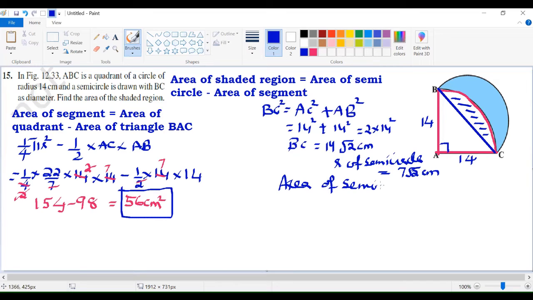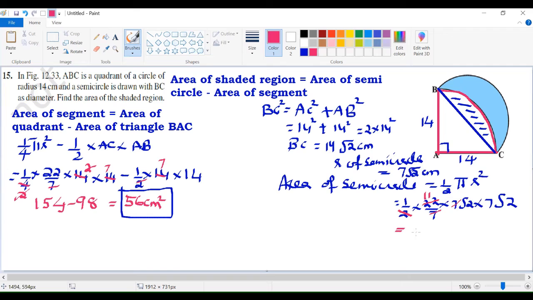Area of semicircle will be half the area of the circle. That is 1 by 2 pi r square. So 1 by 2 into 22 by 7 into 7 root 2 into 7 root 2. Okay, we can cancel 7 with 7. Root 2 into root 2 is 2, and that will cancel with this 2. Or we can cancel this 22, whatever way, no problem. So here 11 into root 2 into root 2 into 7.